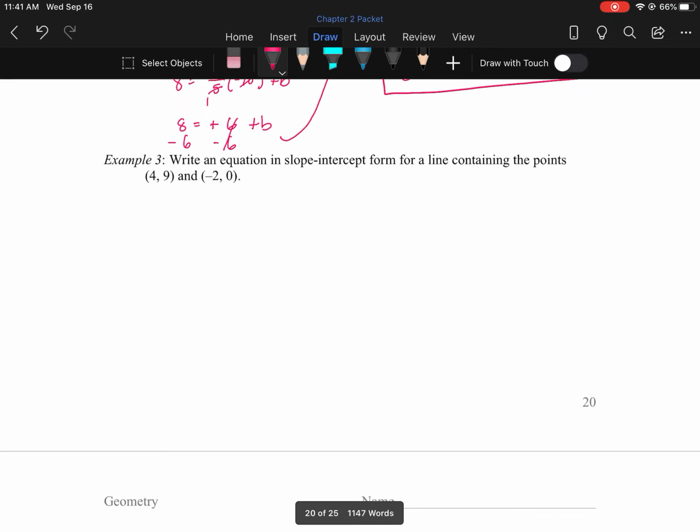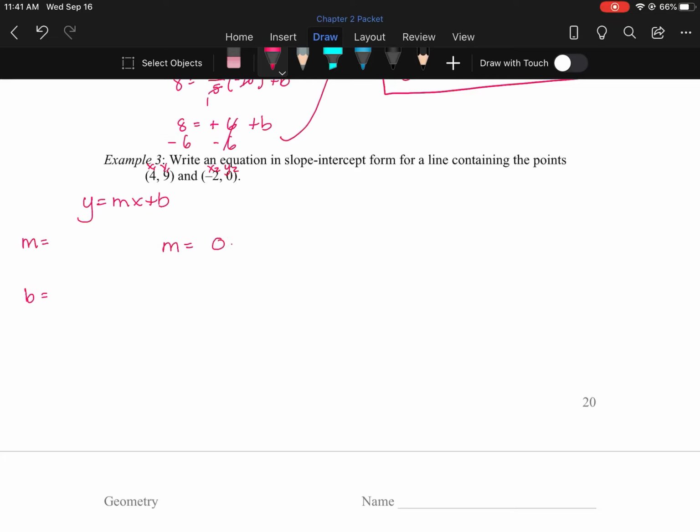All right, for example 3, it says write an equation in slope-intercept form for a line containing the points 4, 9, and negative 2, 0. So still slope-intercept form, so y equals mx plus b. The two things we need to write this equation are the slope and the y-intercept. But if we look, this time they didn't give us any of that information. All they gave us was 2 points. Well, thinking back to what we did in the previous section, if we have 2 points, we can find the slope. So we're going to do m equals, I'm going to label my points.